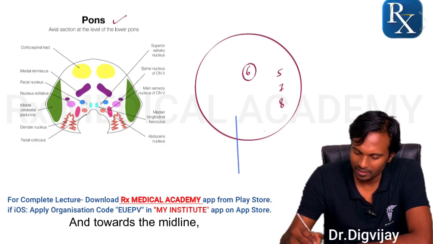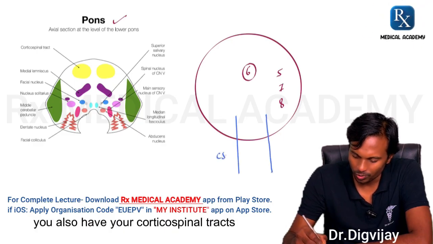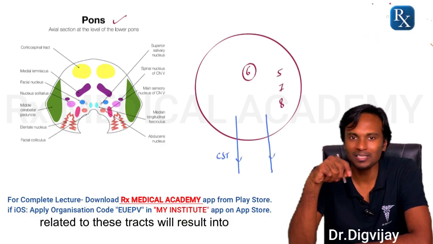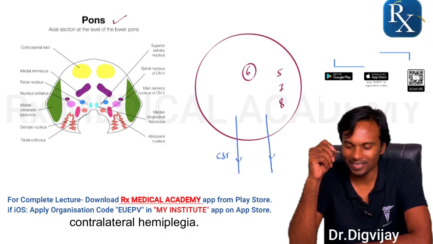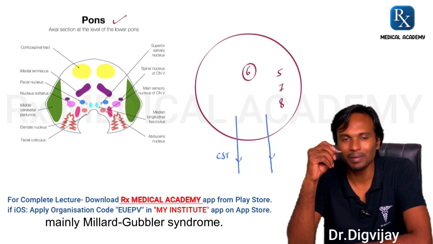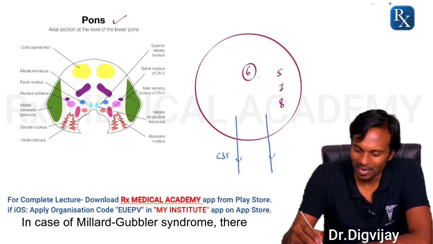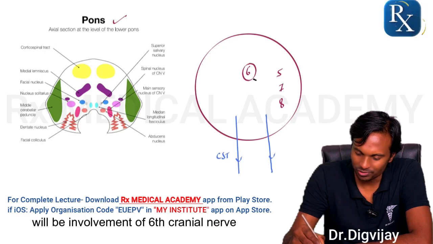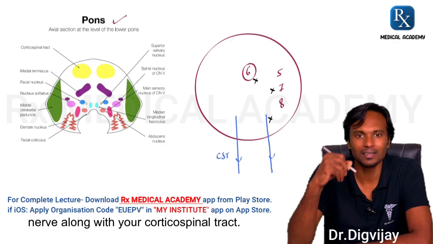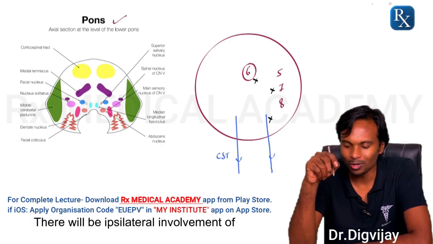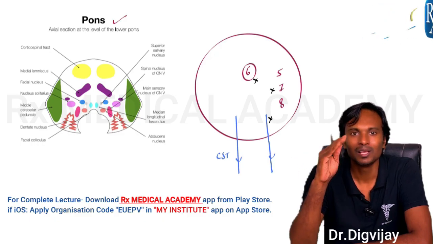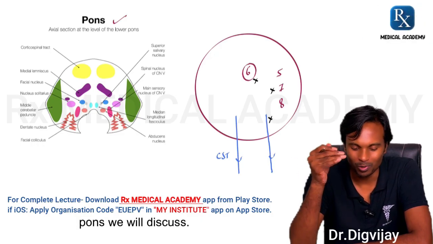And towards the midline, you also have your corticospinal tracts, that is descending tracts. Any problem related to these tracts will result into contralateral hemiplegia. Try to understand. In this particular condition, you have mainly Millard-Gubler syndrome. In case of Millard-Gubler syndrome, there will be involvement of 6th cranial nerve and 7th cranial nerve along with your corticospinal tract. There will be ipsilateral involvement of your 6th and 7th cranial nerve along with contralateral hemiparesis. So this is the main syndrome related to your pons we will discuss.